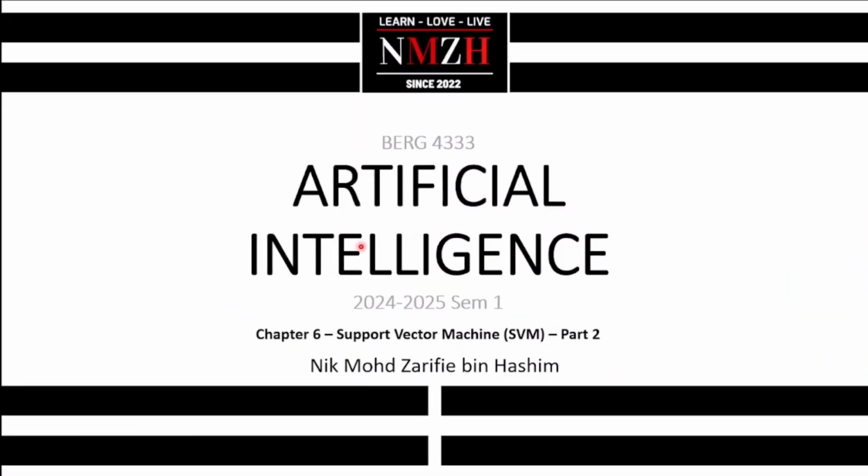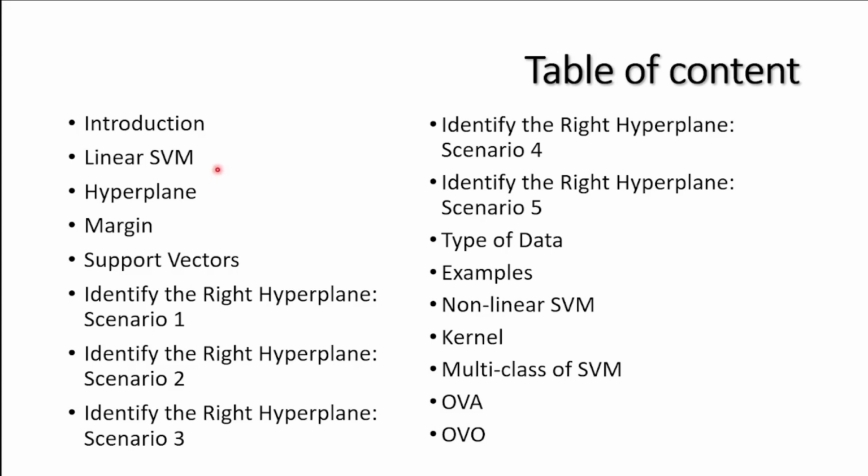Hi and Assalamualaikum everyone. Today I would like to share and deliver the second part of chapter number 6, Support Vector Machine (SVM), for our course Artificial Intelligence. In this class we will talk about some introduction of what we covered in part number 1 of SVM, and then we will talk about the linear support vector machine.